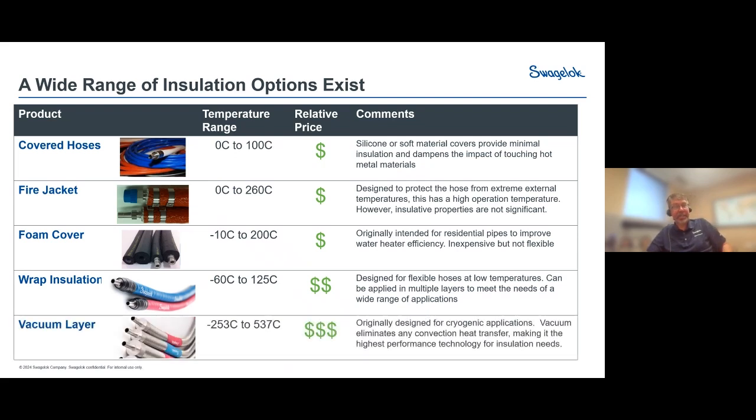And that's where we get into the latest technology. Vacuum layered hoses can really reach cryogenic temperature. These have been around for a while for cryogenic applications, not necessarily applied to the thermal loop as much, but we're seeing more and more interest in this because of the demand to go below minus 60. These can really go even below minus 253 C and up above 500 C. But again, you're getting into it now, the highest technology, best performing at the highest price.